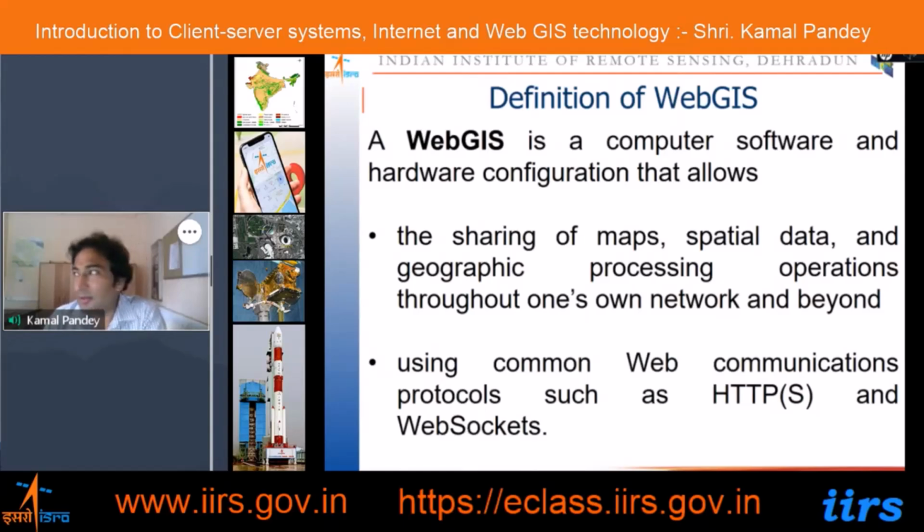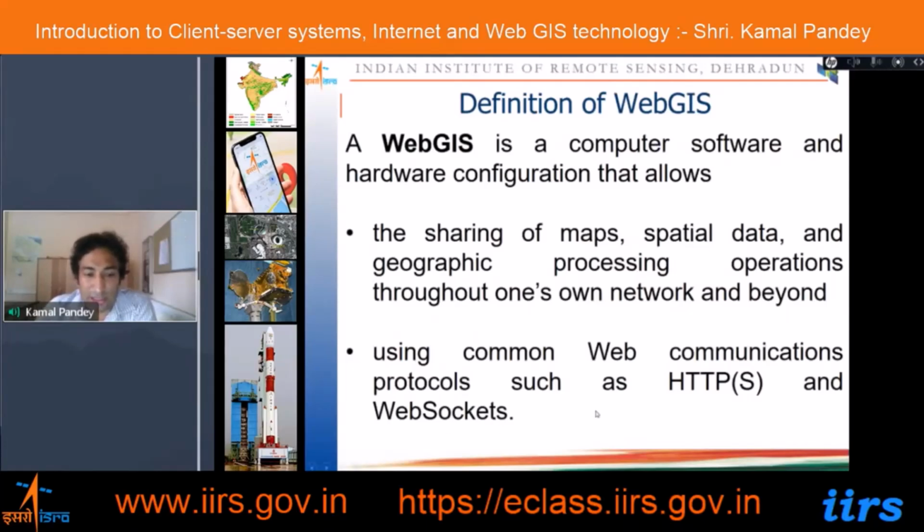Suppose I want something like a map chat. Map chat means I have one map and we want to chat based on that map, about whether the map is good or not, and what its shortcomings are. A map chat kind of application can be developed using WebSockets because there I require live connectivity. So both these protocols are supported. It is nothing but computer software and hardware for sharing maps, geospatial data, and geographical processing operations throughout one's network and beyond.